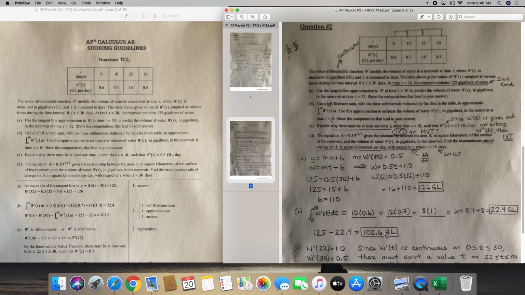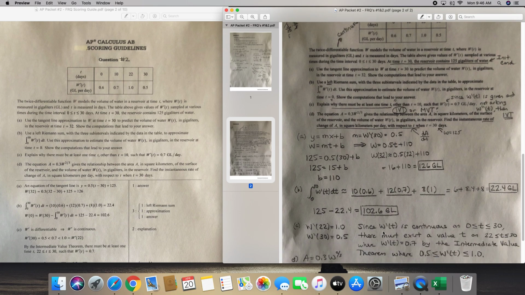All right, for C, it says explain why there must be at least one value t other than t equals 10, where w prime of t is equal to 0.7 gigaliters. Now, this phrasing indicates that we should be using either the intermediate value theorem or the mean value theorem. This one's going to be a little bit tricky in the fact that you're seeing, okay, it says derivative, so I'm probably going to go with mean value theorem.